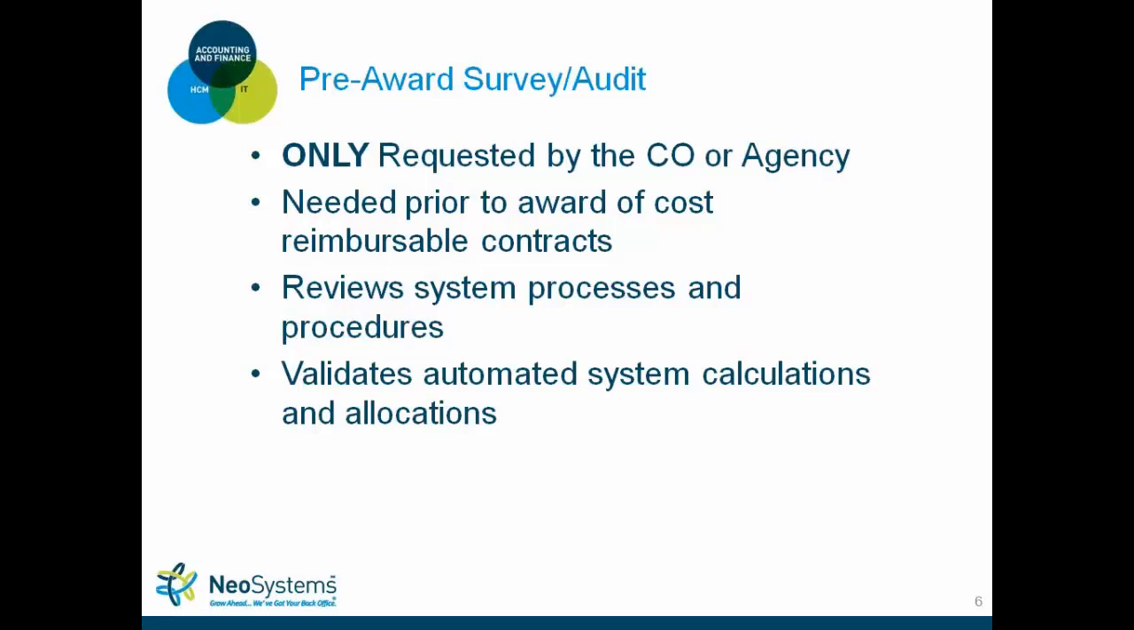In the end result, what you want is for DCAA to provide you either a letter or an email. In most cases, it's an email stating that they find your company adequate to do business with the government. And really what that does is validate your automated system calculations and allocations.